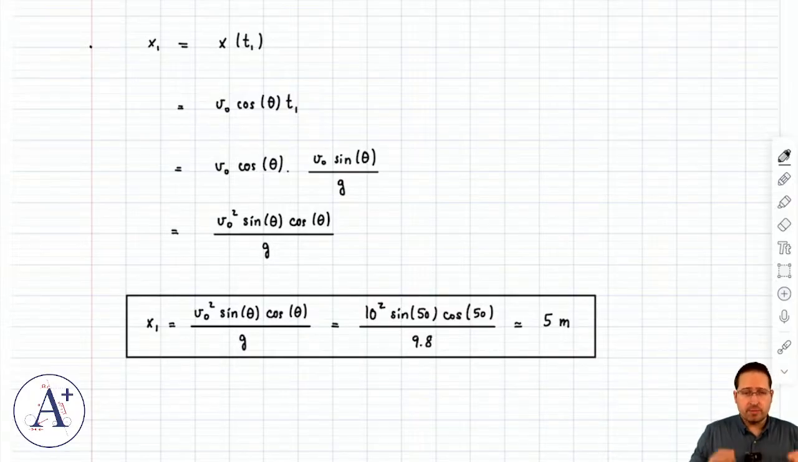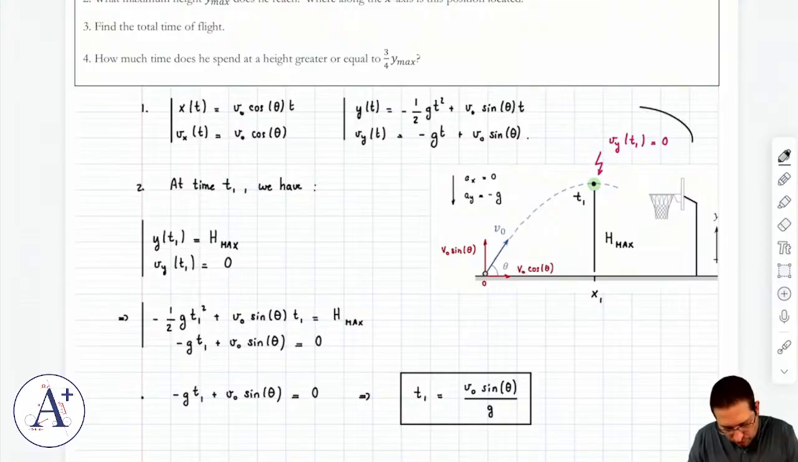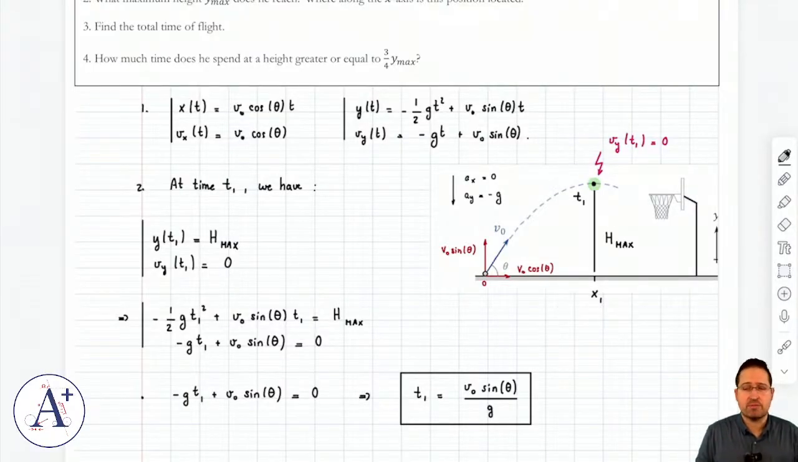And the way we did it is by first setting up our kinematic equations, and then we have to describe what had to be true at this point here. We had to have Vy is 0, that's what defines your max height. And then once you have T1, you can solve for H max and X1.